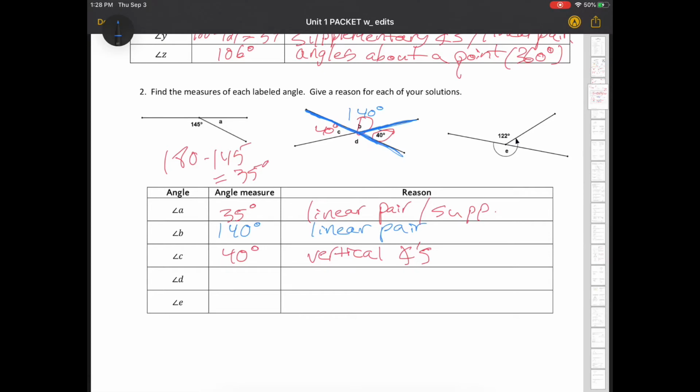Now that we have angle B, we also get angle D. It's another vertical angle situation. Again, vertical angles are congruent.